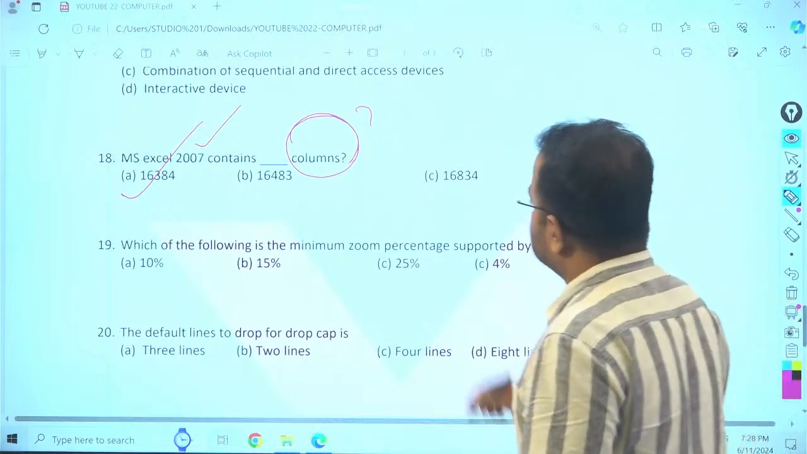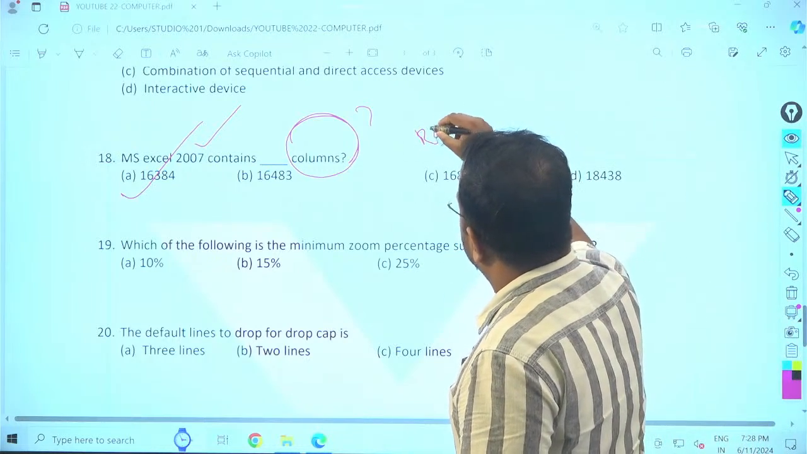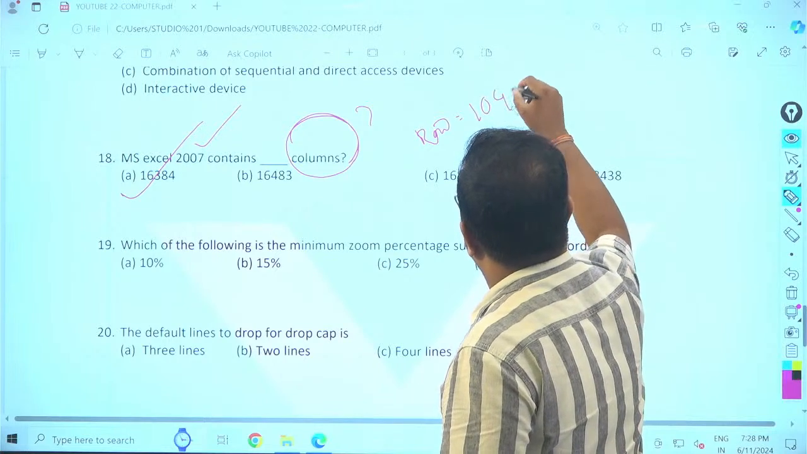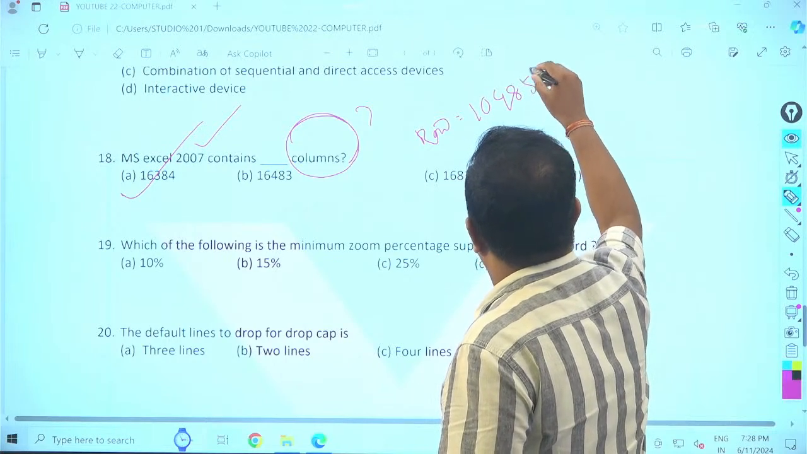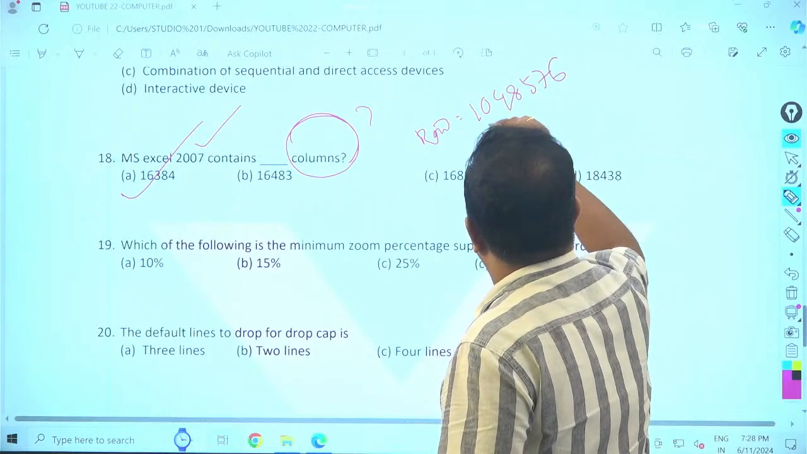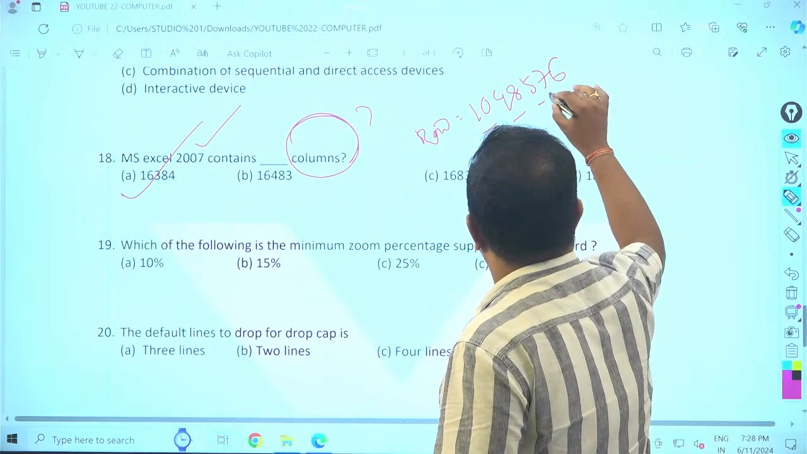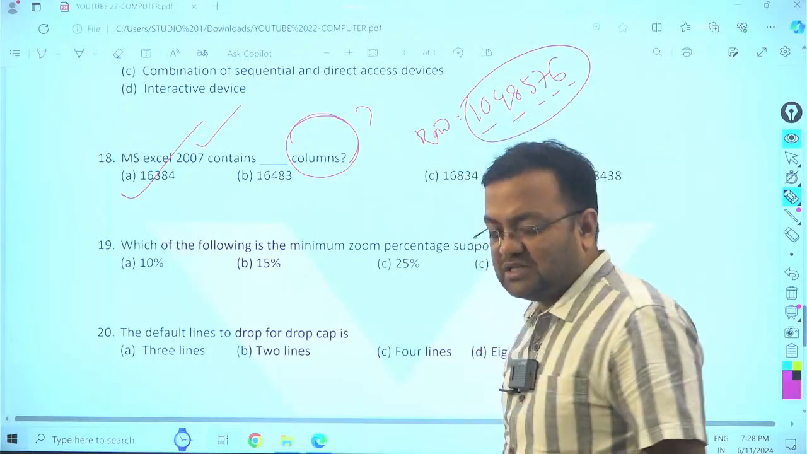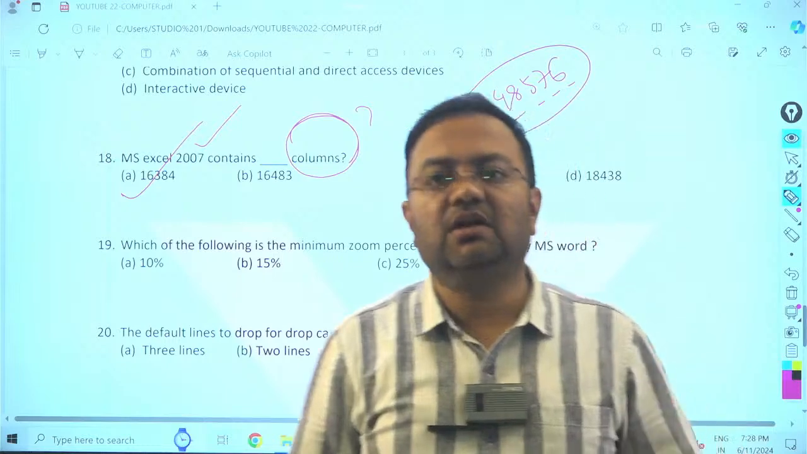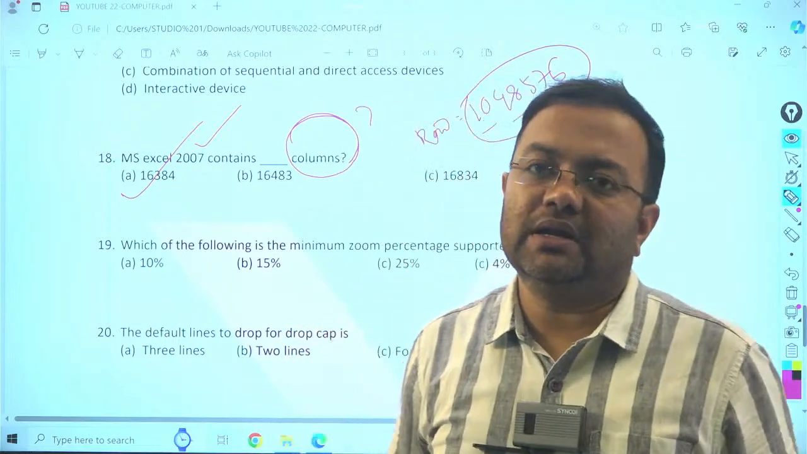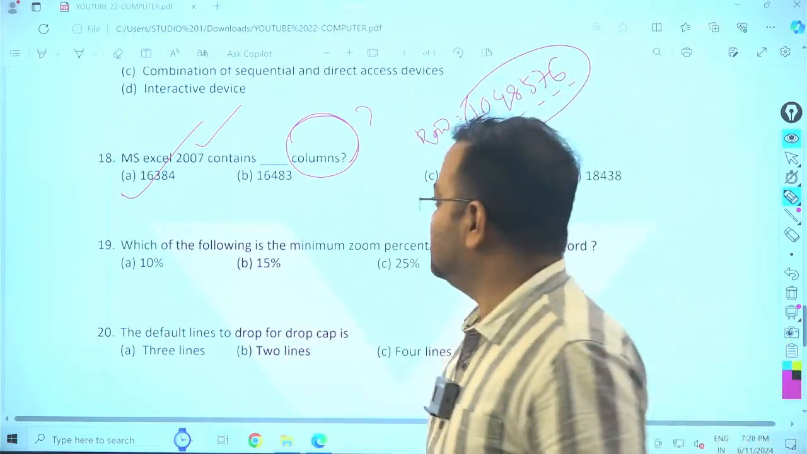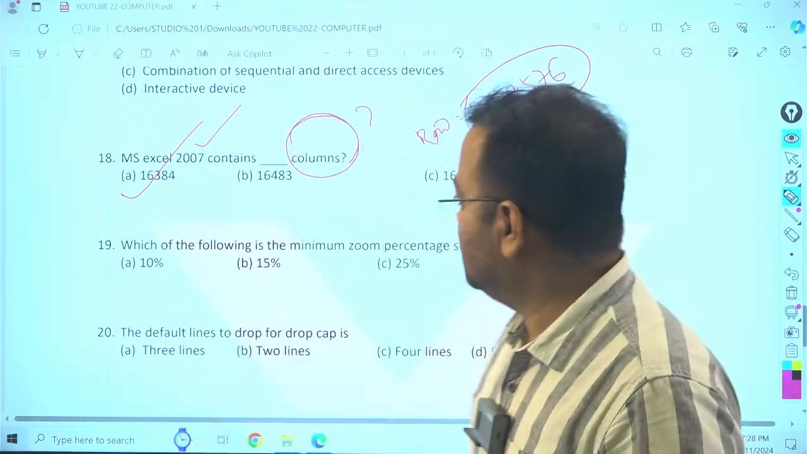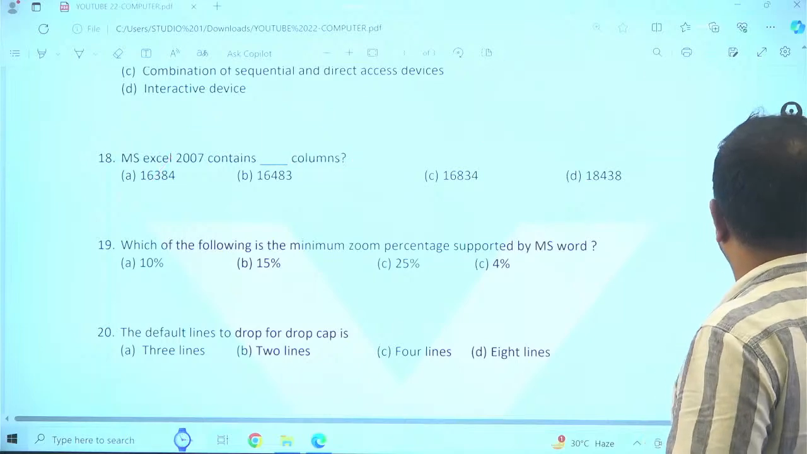And if it is rows, okay, ten lakhs 48,576. This is the number of rows available in Excel 2007 or higher. Okay, but in case of columns, it is 16,384. Okay. Then goes to question number 19.